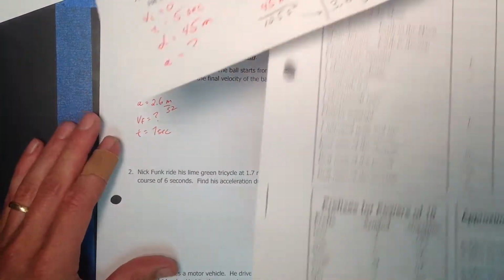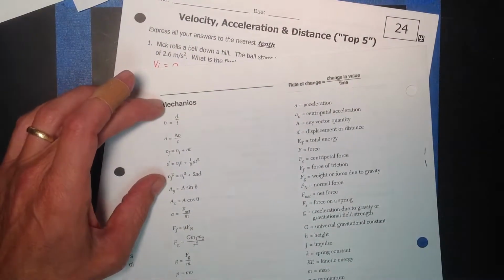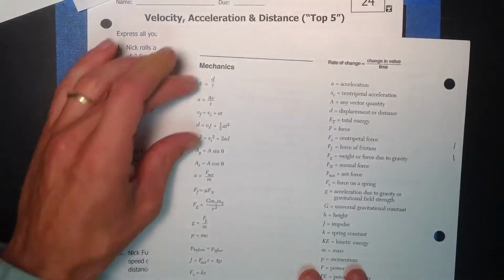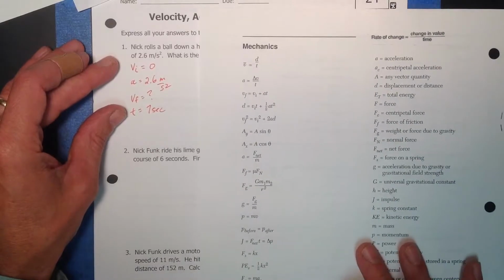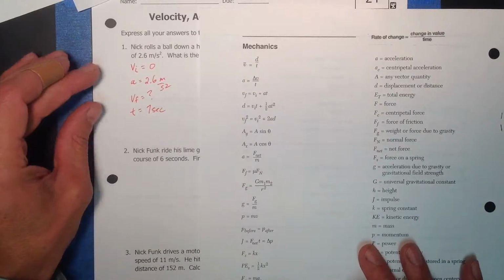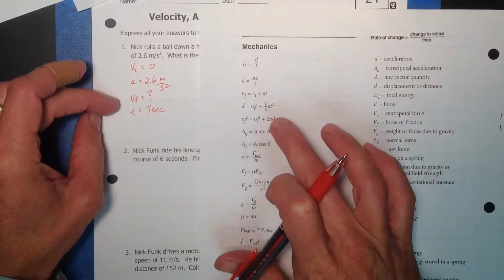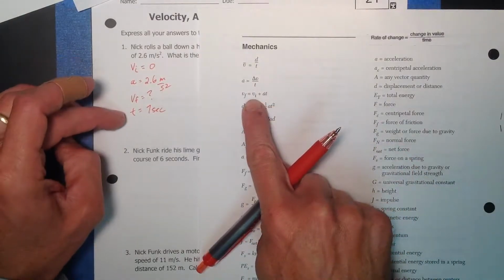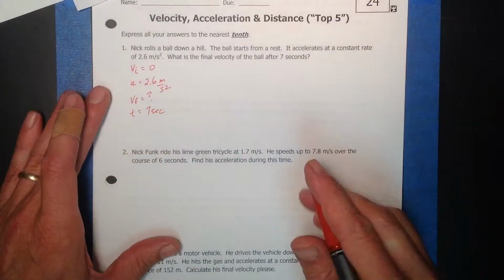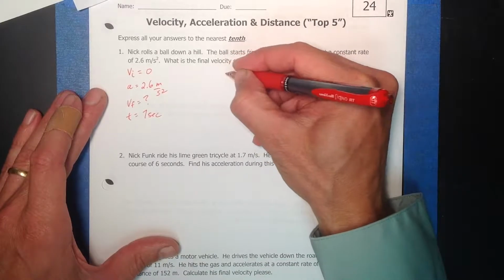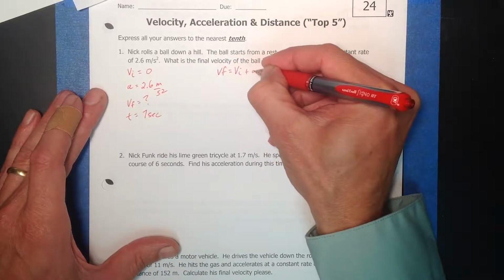So you need to go to the reference table, and it's the top 5, so it's these 5 here. You need to figure out which one of those has all of these variables in it. Sometimes you can use 2 of them, but mostly just one will work. It's going to have to be this one, because it has final velocity, initial velocity, acceleration, and time. I like to write it down here: VF equals VI plus AT.